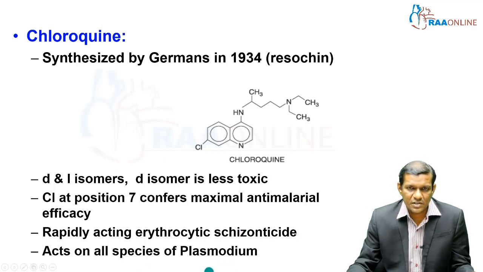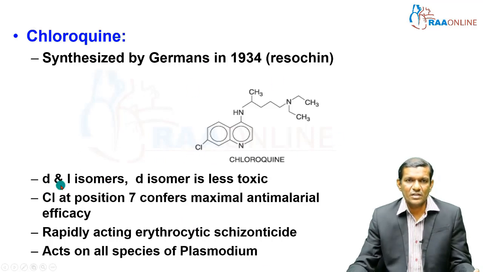It acts on all species of Plasmodium initially, but now chloroquine faces more resistance in the falciparum species. Apart from that, it can be used for treatment of Vivax malaria. They are not that much resistant, but still some resistant Vivax malaria is there. Then we have to go for some other combinations. And chloroquine is available as 2 isomers, D and L isomers. D isomer is less toxic.